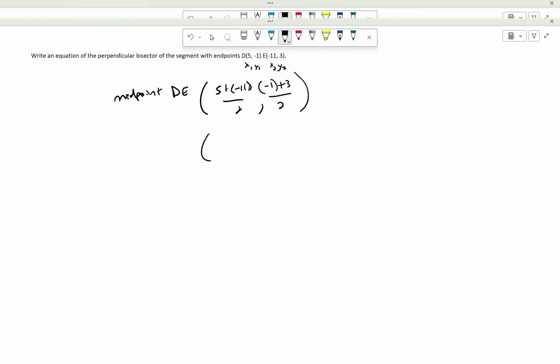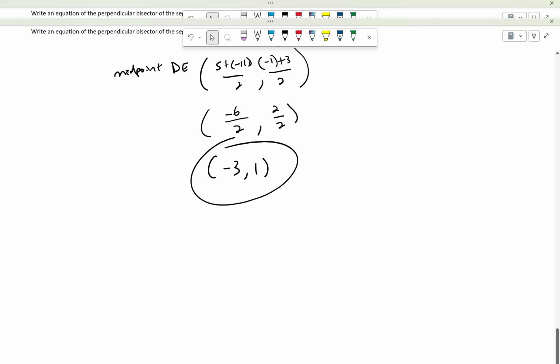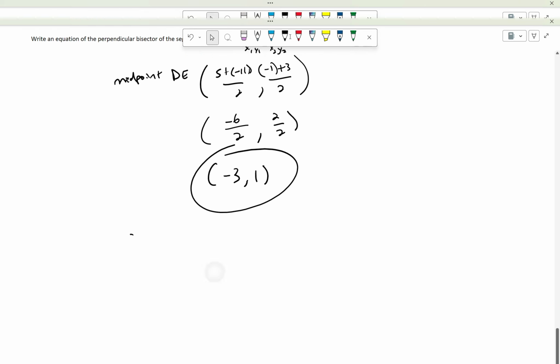5 plus negative 11 is negative 6, right? 5 minus 11 divided by 2. And then negative 1 plus 3 is 2 over 2. So this is going to be negative 3 comma 1. So I have now my midpoint. Now the other thing I talked about is I need to take my slope. I've got a point, and I'm going to need to get a slope. So we'll take the slope using the slope formula for DE.